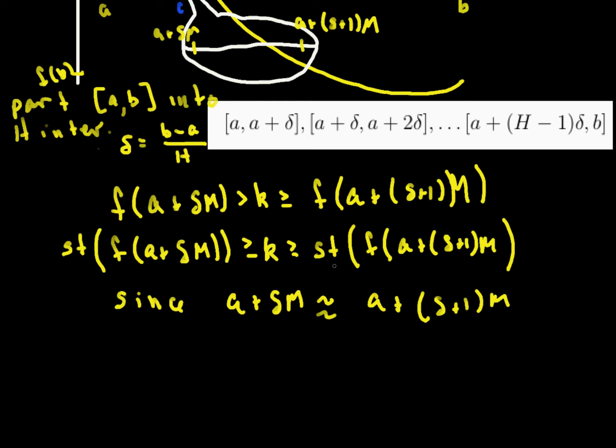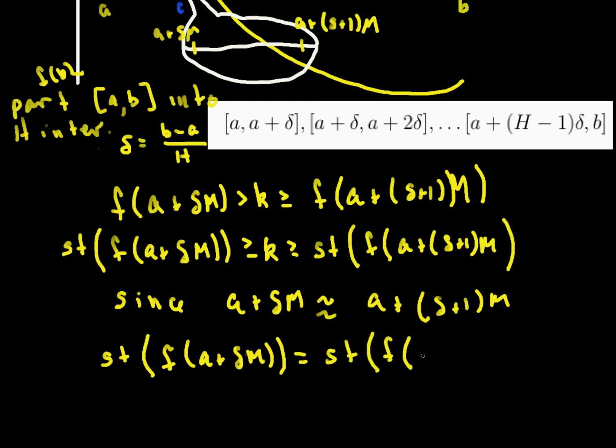Since they're infinitely close and f is continuous, we have that the standard part of f of a plus delta m equals the standard part of f of a plus delta plus 1 m. Remember, that's one of our definitions of continuity: if the inputs are infinitely close, then their outputs are equal. The standard parts of their outputs are equal, I should say.